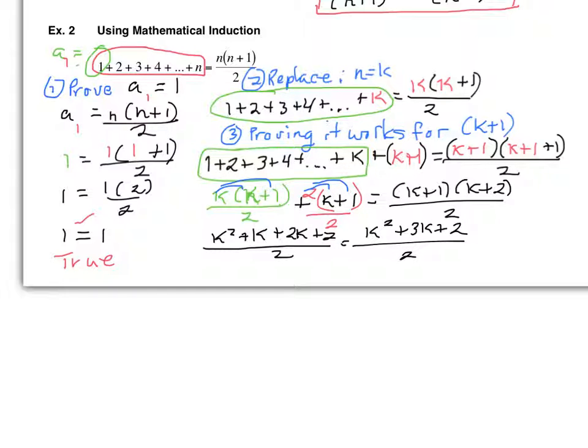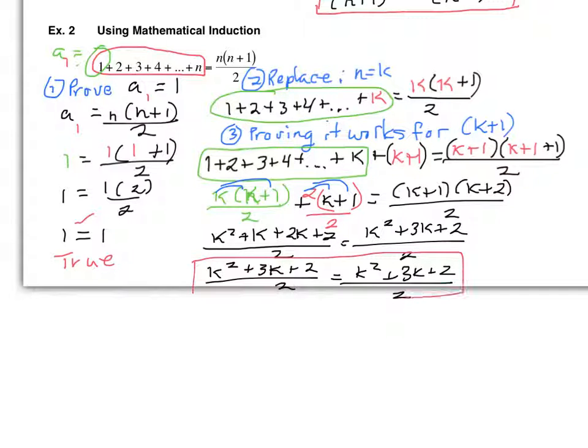And the left side just has one more step where we have k squared plus 3k plus 2 all over 2. And you must show that it does equal k squared plus 3k plus 2 all over 2. Do not lose your equal sign. So this now, left side looks like the right side. Check.